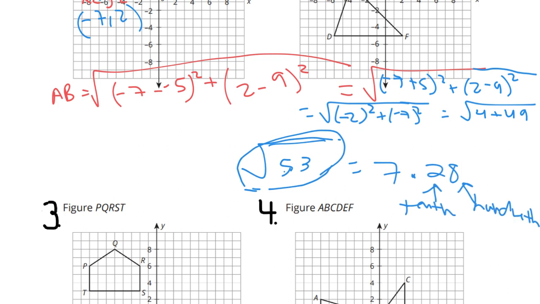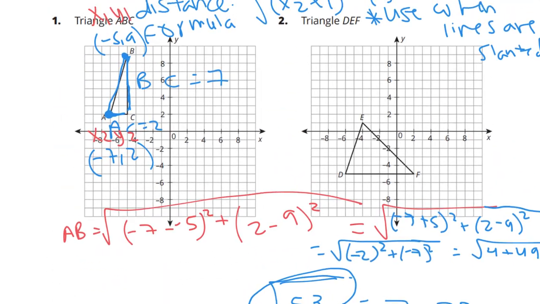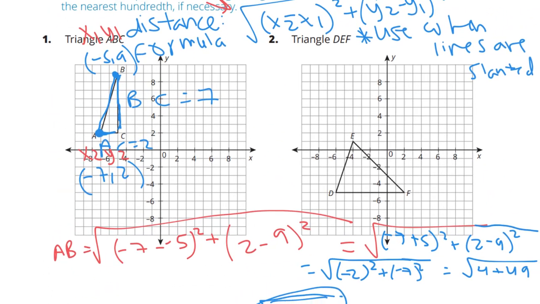So then I'm not done yet. That was just to find one of the sides, right? So my side AB was 7.28. So I'm going to do 7.28 plus BC was 7 plus AC was 2. So you add all of those together and you get 16.28 units. So that's your perimeter. All right, and you're going to do the same thing for number 2.